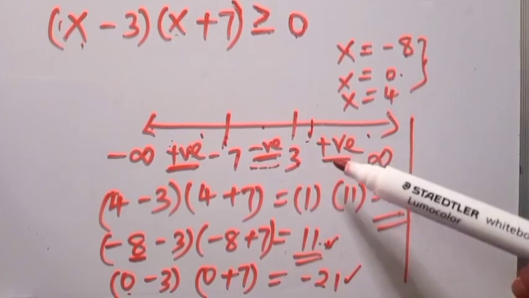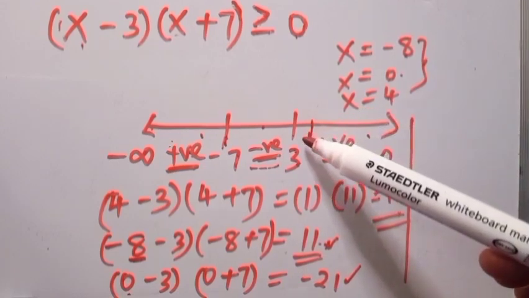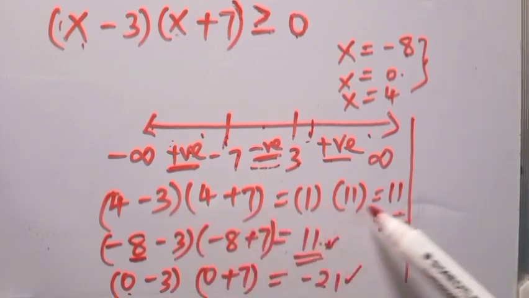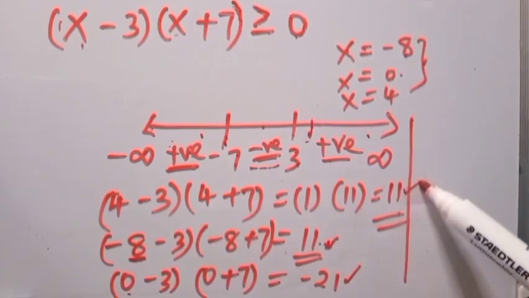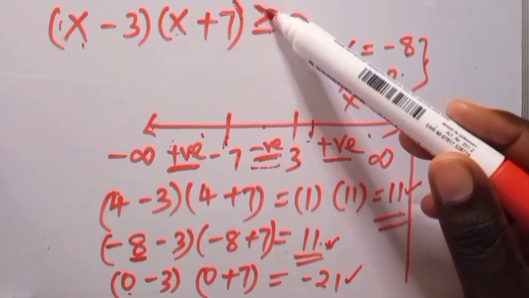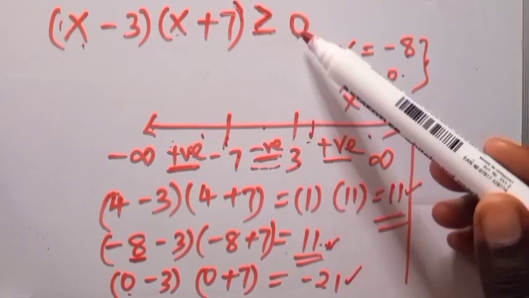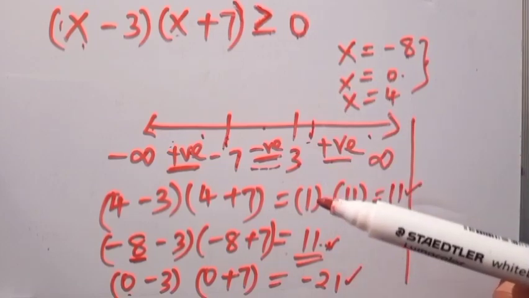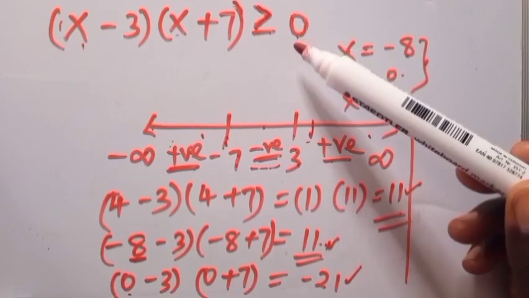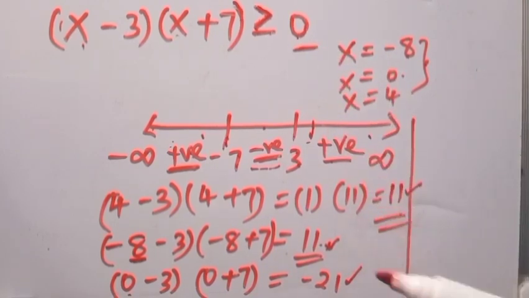Now, when we see the value that is to the right of 3, and that is 4, we tested it and we obtain a positive answer, which is required here because the answer, that is 11, is greater than or equal to 0. It is greater than, in fact, 0. And our intention was to obtain an answer that is greater than or equal to 0.